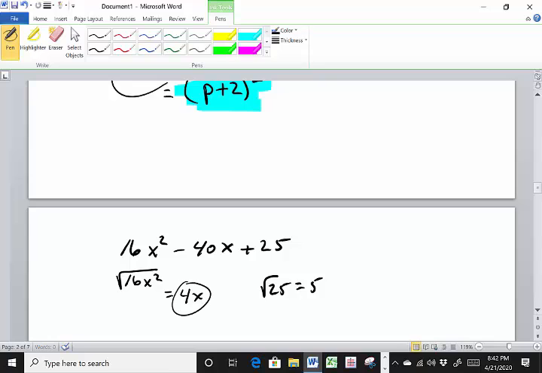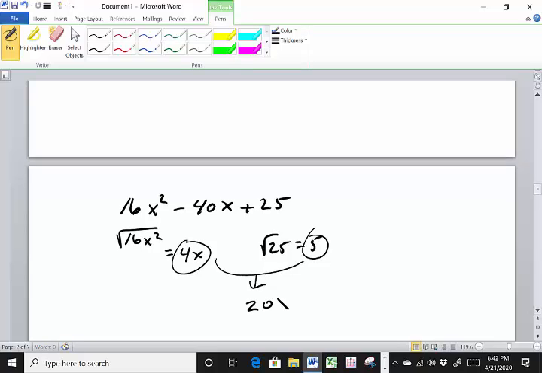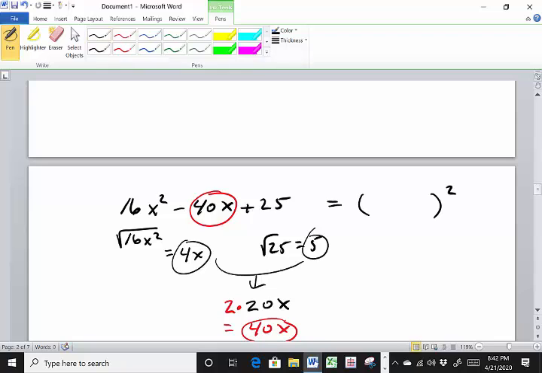So I'm going to multiply these two together. So 4x times 5 is 20x. And remember, I have to double it. So multiply by 2. And this is 40x. Well, this here is the same as the 40x there. So that's great. We know that this then is a perfect square trinomial. Put our square there, and it just factors to, well, the square root of the first term, which is 4x, the square root of the second term, which is 5, and then we put this sign, which is next to the middle term, which is a negative, or a subtraction symbol. So 4x subtract 5 squared.